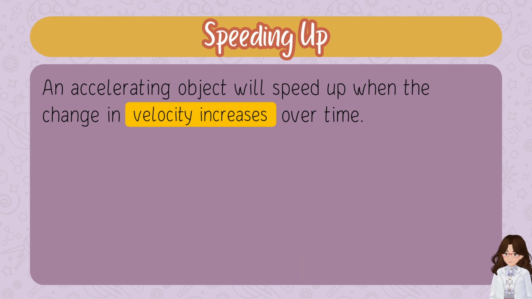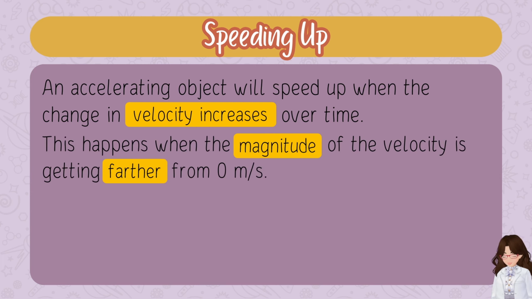Now, the thing about acceleration is it can be either speeding up or slowing down. So let's start with speeding up. An accelerating object will speed up when the change in velocity increases over time. So this happens when the magnitude of the velocity, again, magnitude means the number, not the sign, is getting farther from 0 meters per second. So, for example, positive 2 to positive 4, we can see that positive 4 is greater than 2. At the same time, if we had negative 2 to negative 4, this would still be speeding up because the magnitude of 4 is greater than the magnitude of 2, regardless of the sign.